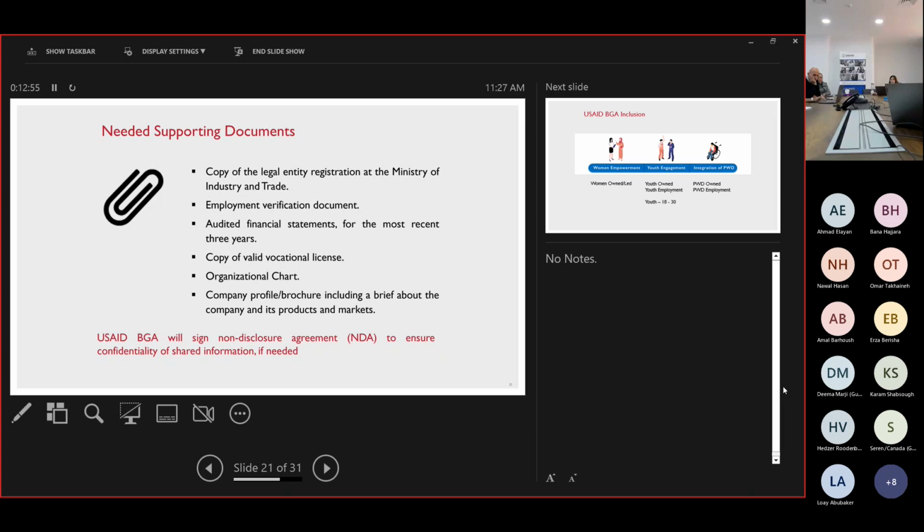The audited financial statements for the most recent 3 years, a copy of a valid vocational license, an organizational chart with the employees' names, and the company profile or brochure to brief us about the company's work in general, and its products and markets. And of course, it's worth mentioning that BGA will sign a non-disclosure agreement to ensure the confidentiality of shared information if needed and requested.